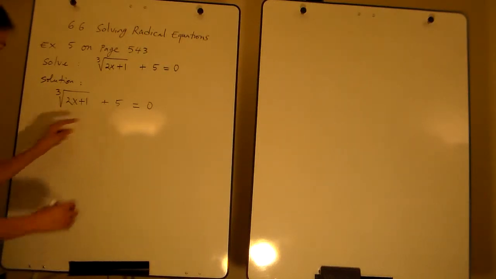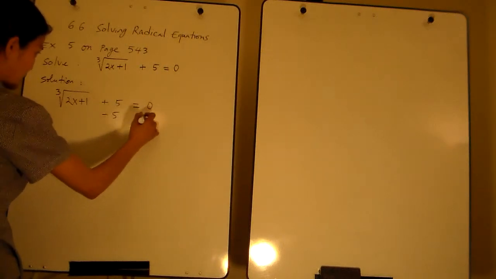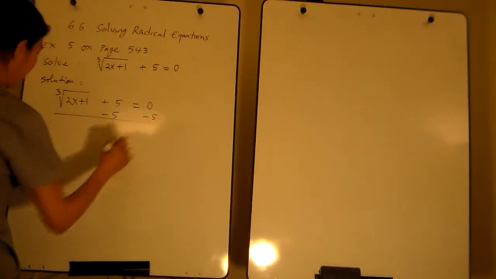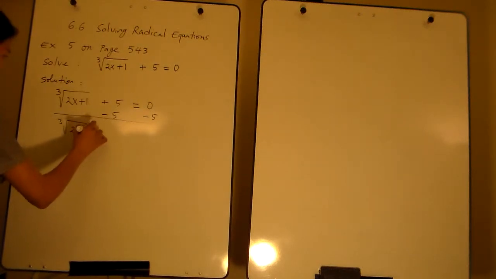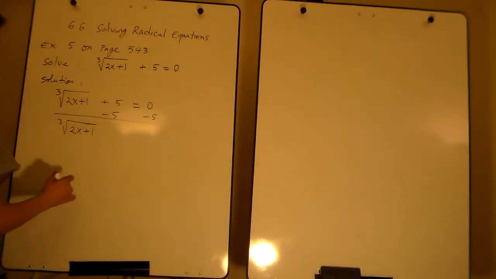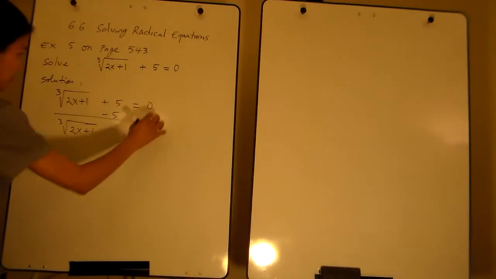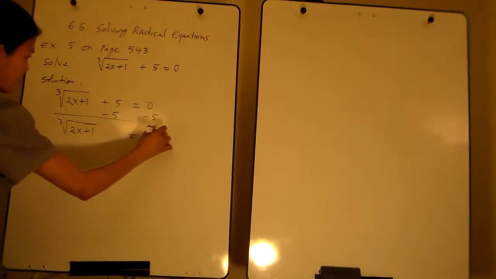That means I will remove this constant term right here. So subtract 5 on both sides. Cube root of 2x plus 1, and then this is 0, equal to 0 minus 5, which is negative 5.